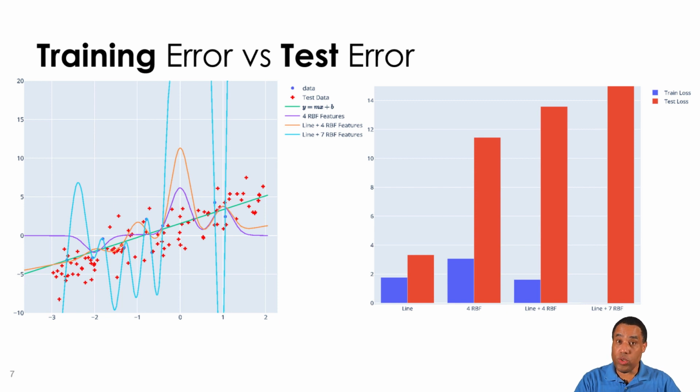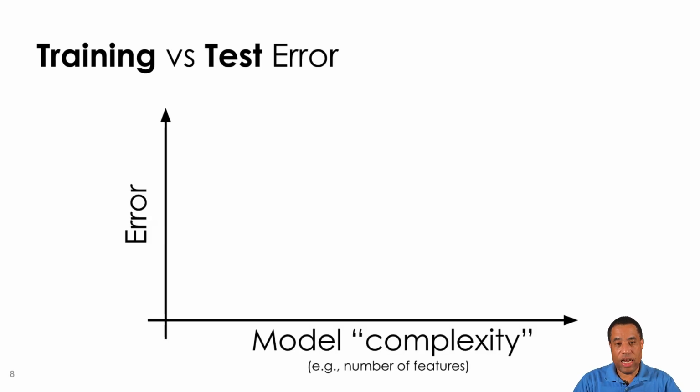The second is that as we go from the linear model to the more complex radial basis function models, we see higher test loss. So even though we're increasing the complexity of the model, our test loss is going up. So the takeaway for this class is that I want you to think about model complexity versus error and understand the trade-offs between model complexity and error.